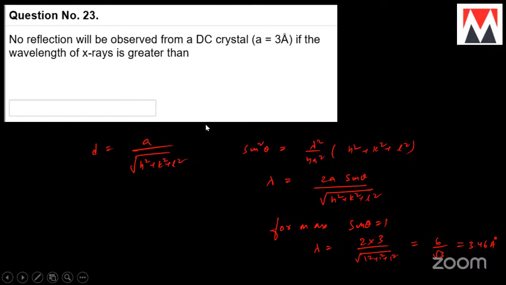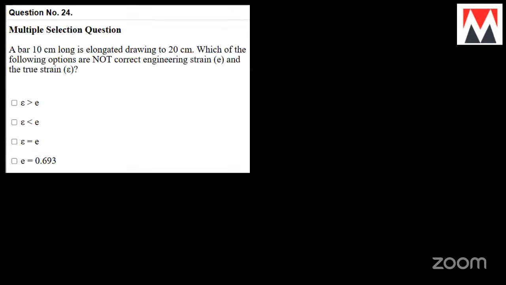So your wavelength should not be greater than 3.46. So please, a bar of 10 centimeter long is elongated, drawn to 20 centimeters. Which one of the following options are not correct? Engineering strain is E and true strain is epsilon. Please do this.